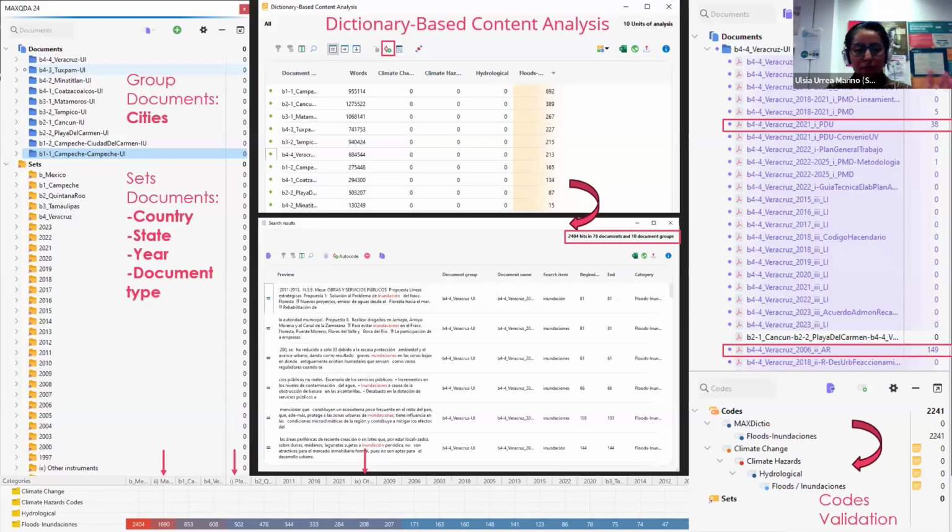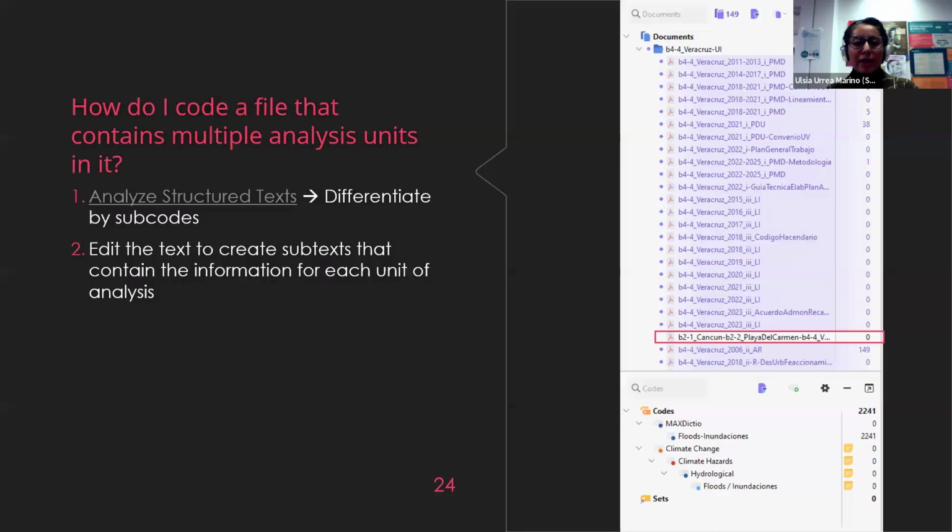So this is the whole view of what I have used until now with MAXDictio. One hint that I want to show you that happened to me is: how do I codify a file that contains multiple analysis units in it? For example, I have some documents that have information from 2 or more cities. So I found 2 ways in which I can codify them, and I'm working on testing each of them.